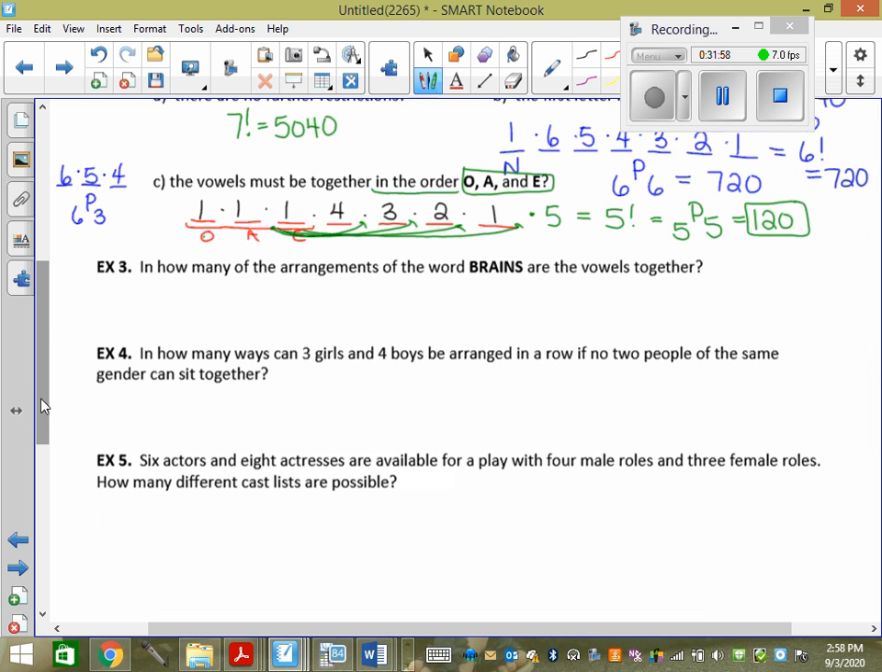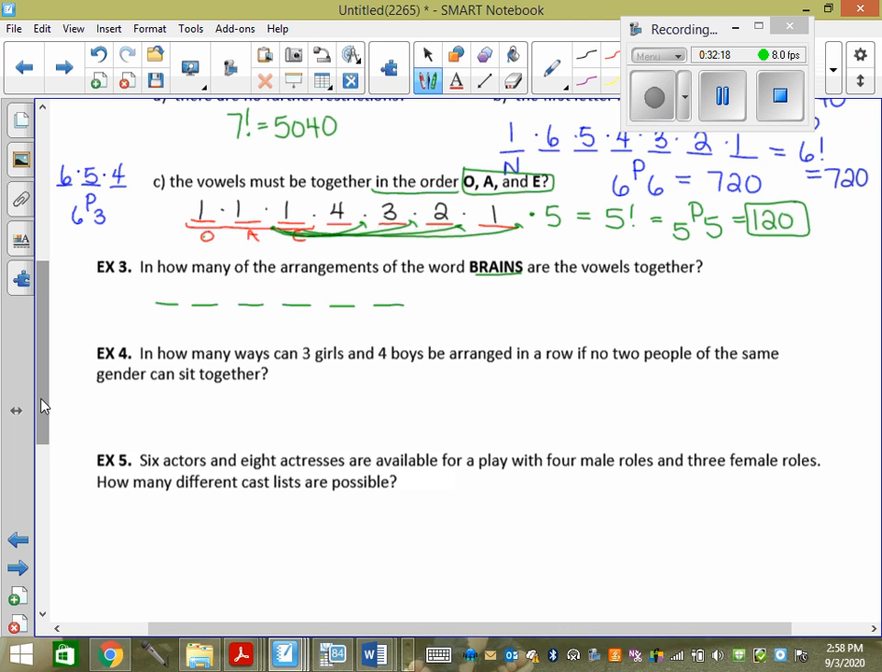So this one says how many of the arrangements, I'm going to sneeze and I want it to go away. Pineapple, pineapple, pineapple. Make it left.